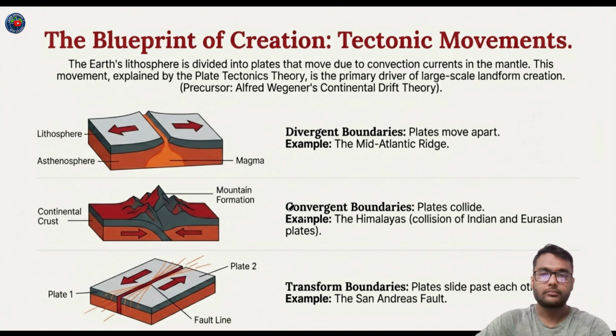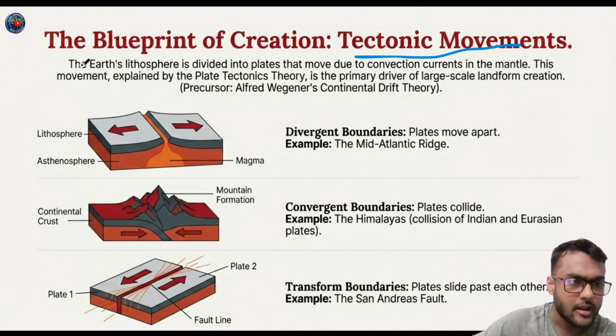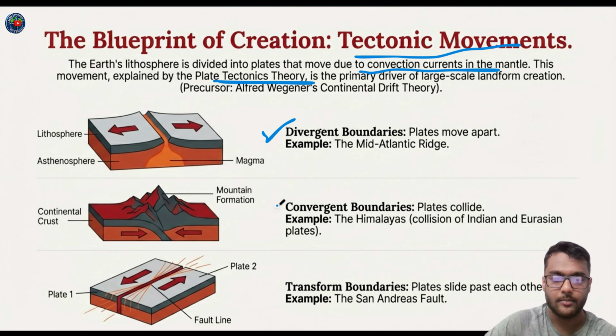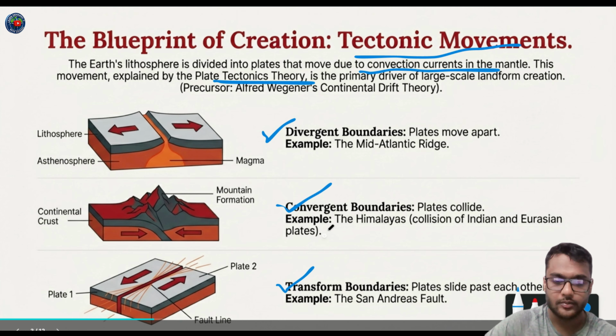Now, first of all, tectonic movements. In our earlier lecture, we learned about plate tectonics theory. The Earth's lithosphere is divided into plates that move due to convection currents in the mantle. This movement, explained by the plate tectonics theory, is a primary driver of large-scale landform creation. There are three types of movement: divergent boundary, convergent boundary, and transform boundary.